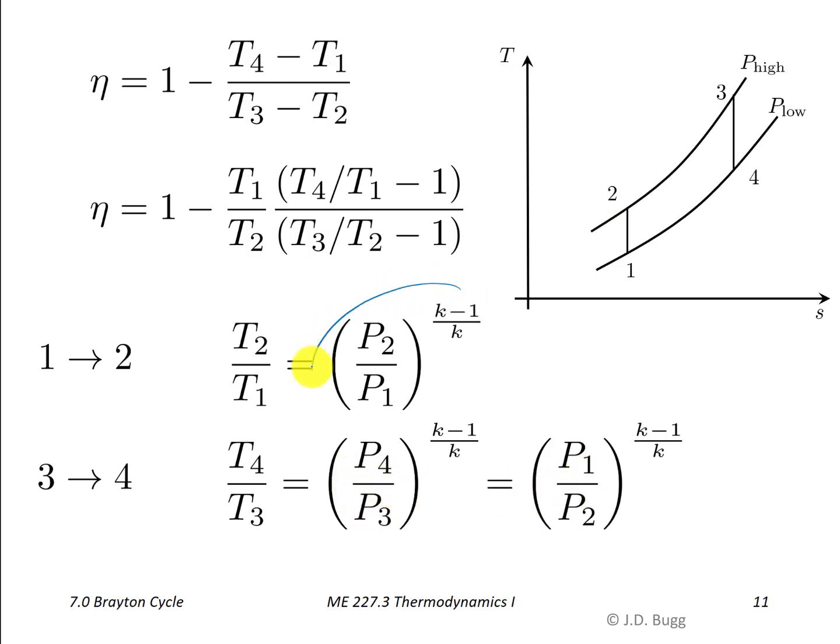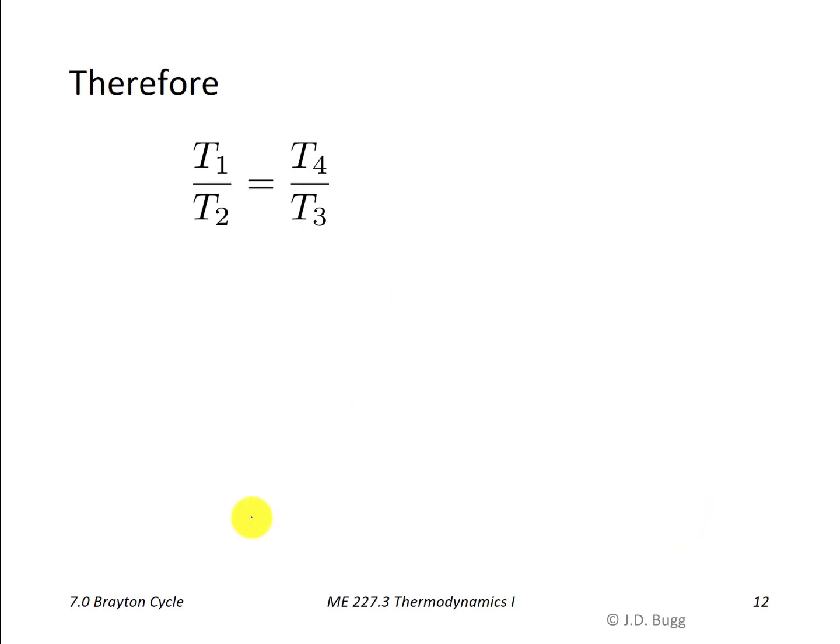Now notice these two things are almost exactly the same. One is just the inverse of the other. So what I'm doing here is getting a relationship between these two temperature ratios that I can use to simplify this. So that means T2 over T1 is equal to the inverse of T4 over T3. So that's what we'll say. T1 over T2 equals T4 over T3. We can conclude that from that previous slide. Well, if I just cross multiply these, this also means that T4 over T1 is equal to T3 over T2.